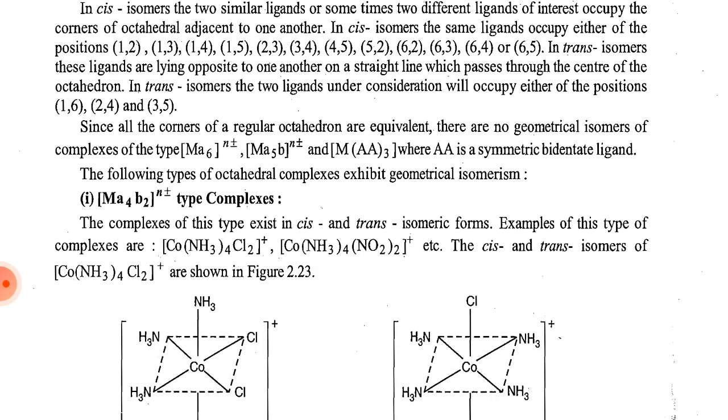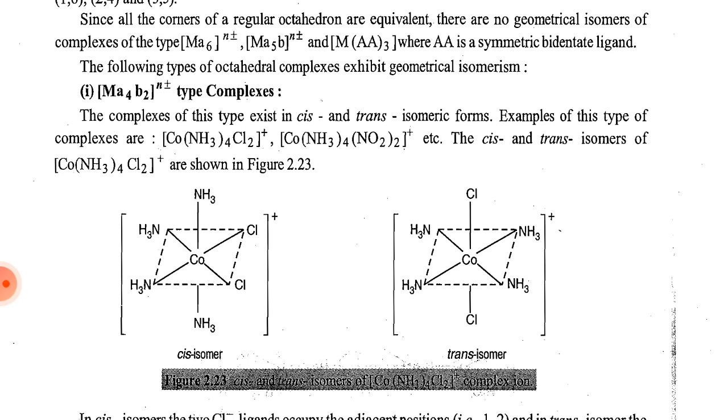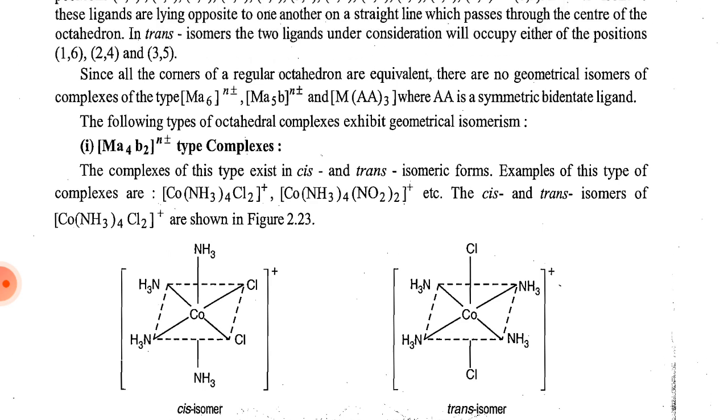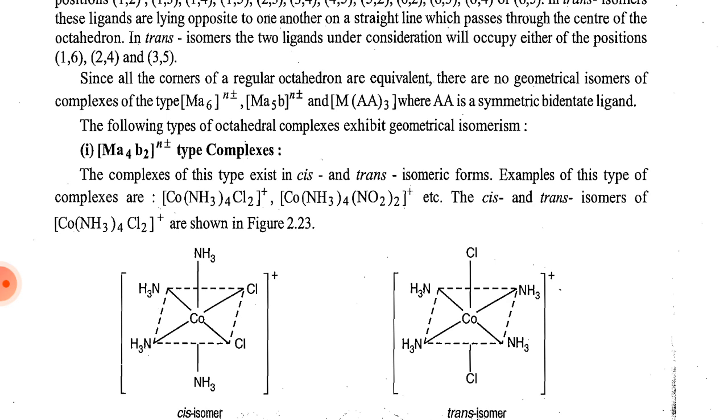Next, since all the corners of a regular octahedron are equivalent, there are no geometrical isomers of the complexes of the type Ma6 n plus/minus, Ma5b n plus/minus, and Ma3 where AA is a symmetrical bidentate ligand. So in this regular octahedron, the metal and ligand bond lengths will be the same, equal. So there are no geometrical isomers of these complexes, where AA is a symmetric bidentate ligand.